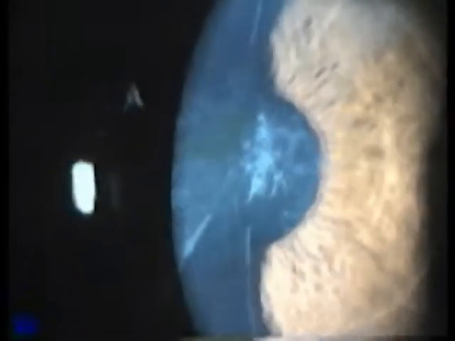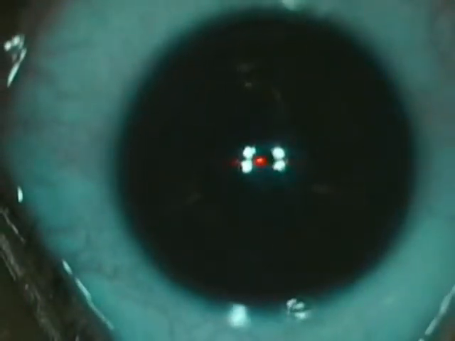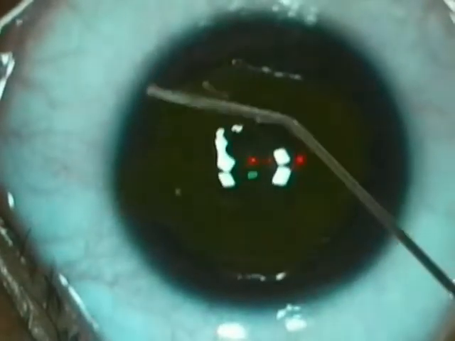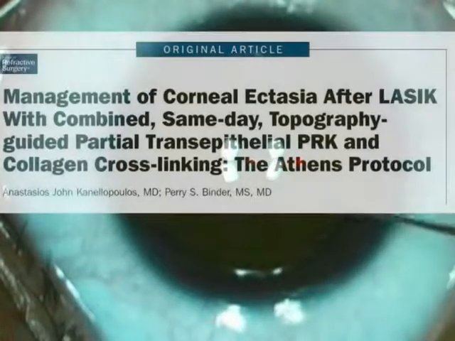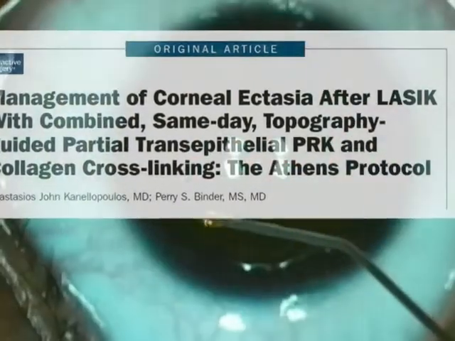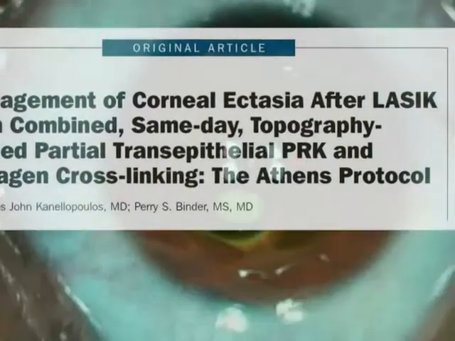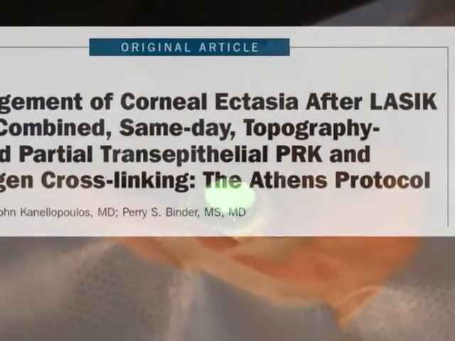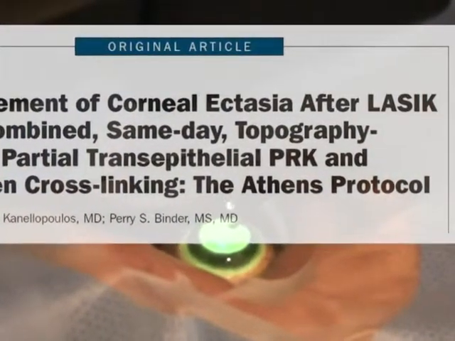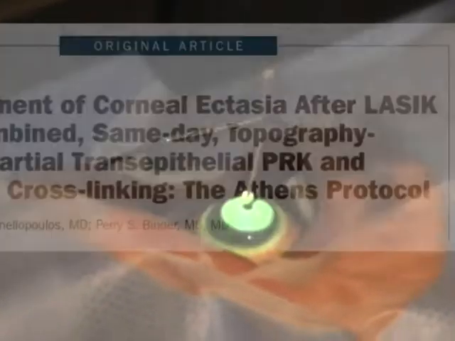Complications from previous elective refractive surgery are also common indications, including keratectasia, since customized surface ablation may be combined with corneal collagen cross-linking. Kanellopoulos has demonstrated that custom ablation followed by cross-linking in the same day is the best approach, which he named the Athens Protocol. This protocol is getting more and more popular for treating keratoconus and keratectasia.